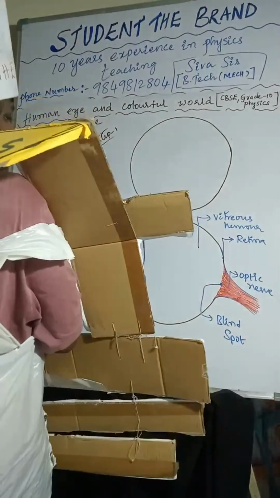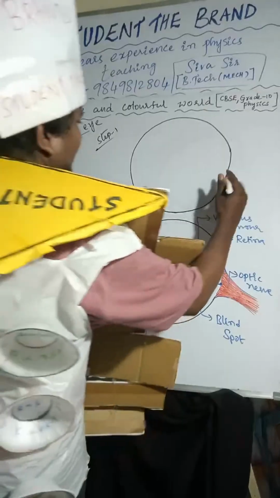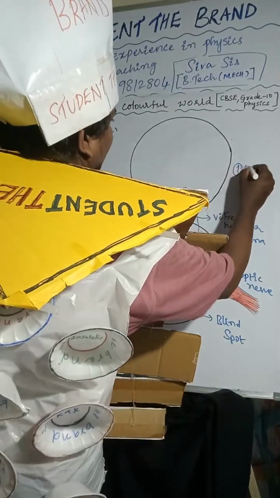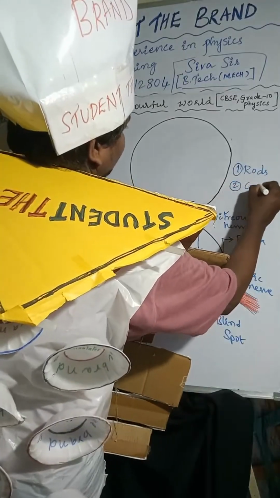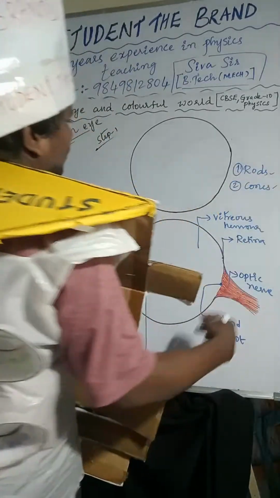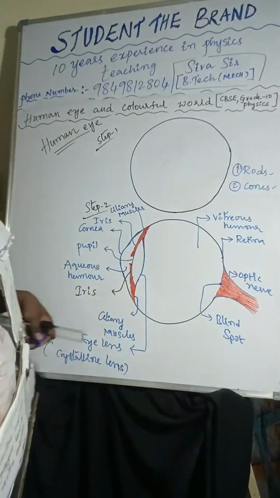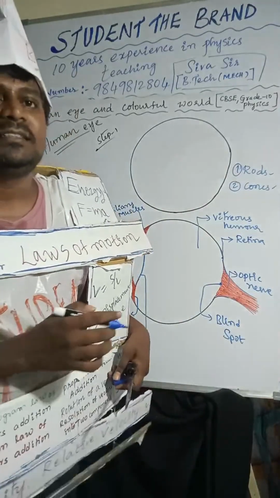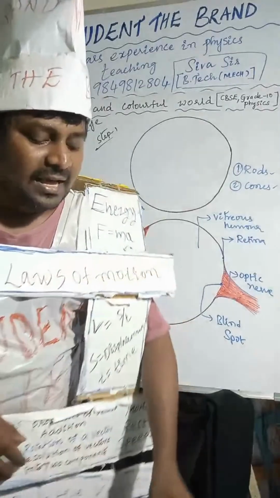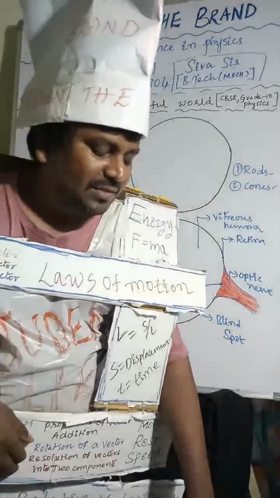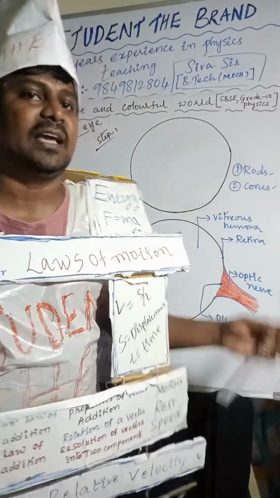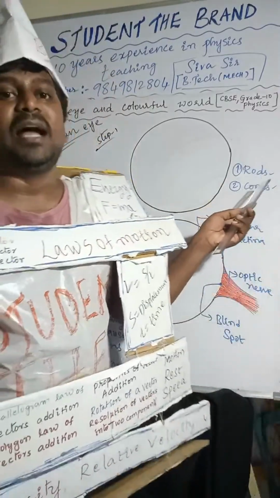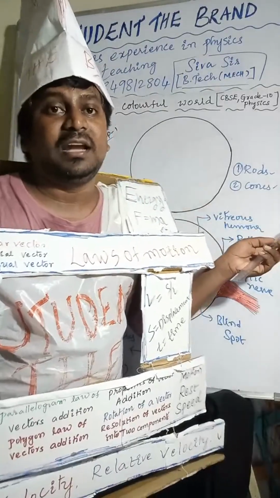Those are rods and cones. Rods sense the intensity of the light. Cones sense the color of the light. If more rods are there, we can see even at night time also. That is the reason an owl can see during night time also.